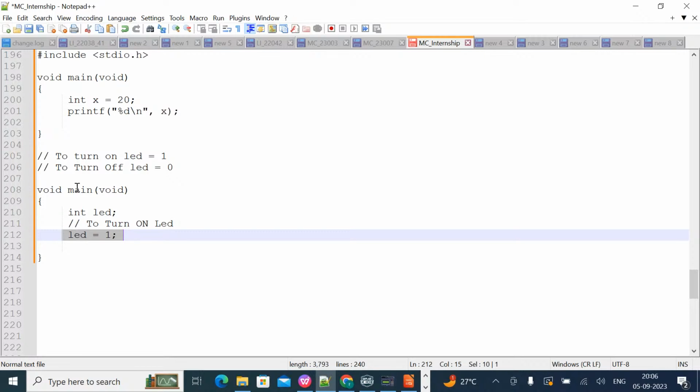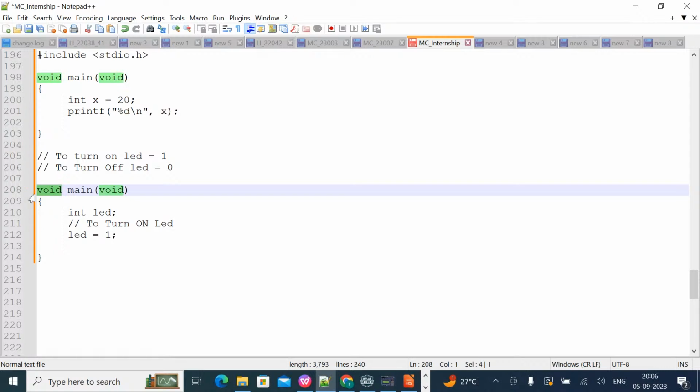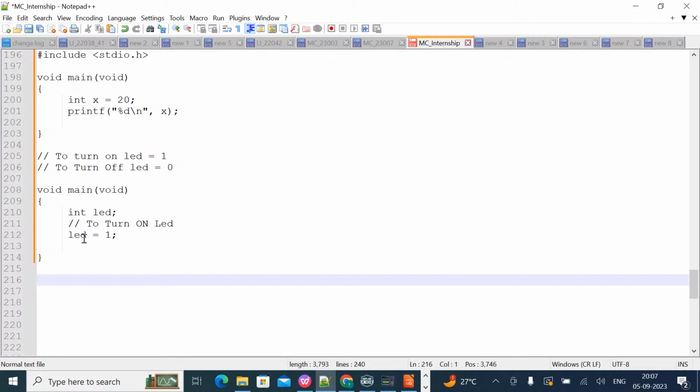I changed this integer to void because we are doing non-OS based programming. In non-OS based programming, it's not necessary to return an integer. Void you can have, no problem. Okay, fine. Let me come back to my question.